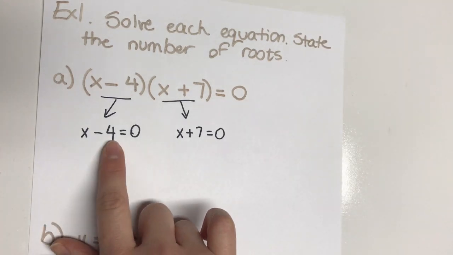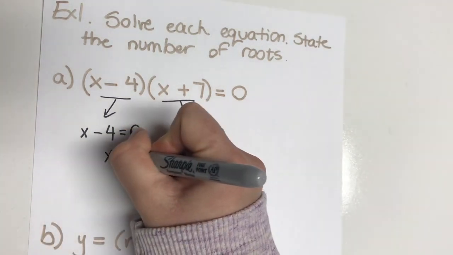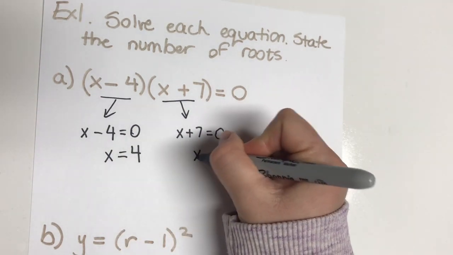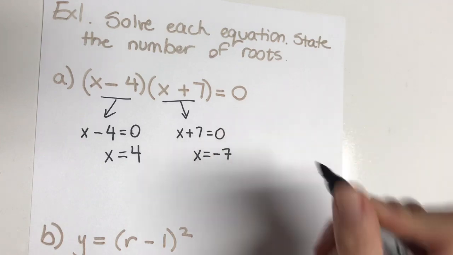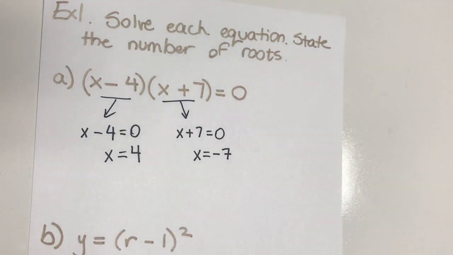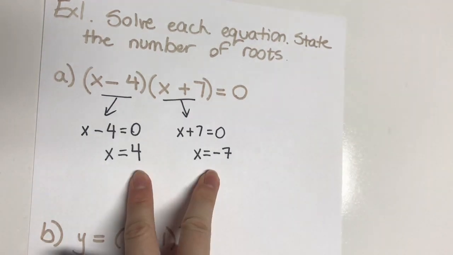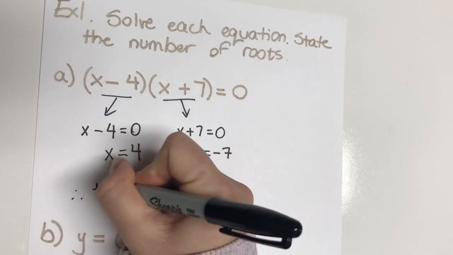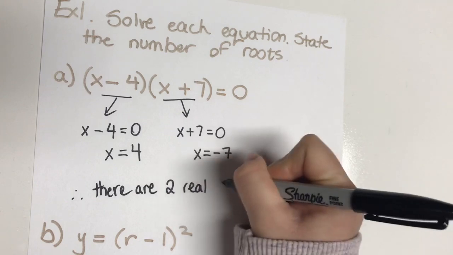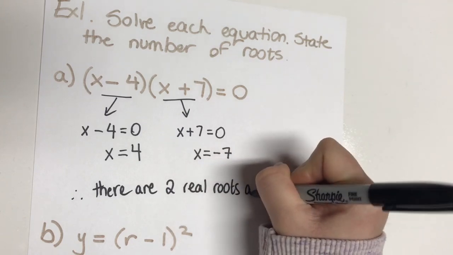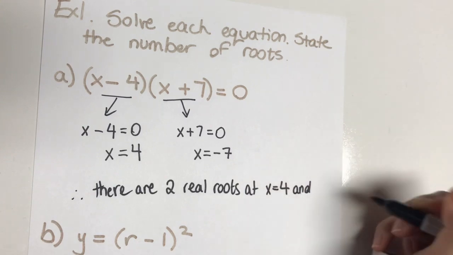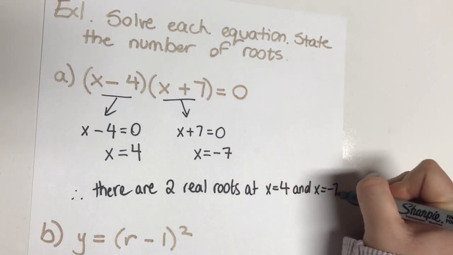So x minus 4 is 0. I'm going to bring 4 over to the other side, and I get x is equal to 4. Over here, I'm going to bring 7 over to the other side, and I'm left with x is equal to negative 7. So those are my roots. Those are my x-intercepts. Those are my zeros. And there's 2 of them, so therefore there are 2 real roots at x equals 4 and x equals negative 7.